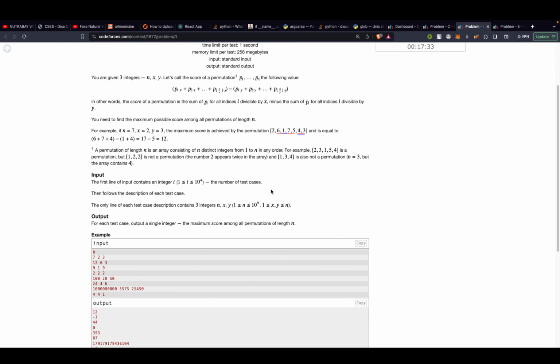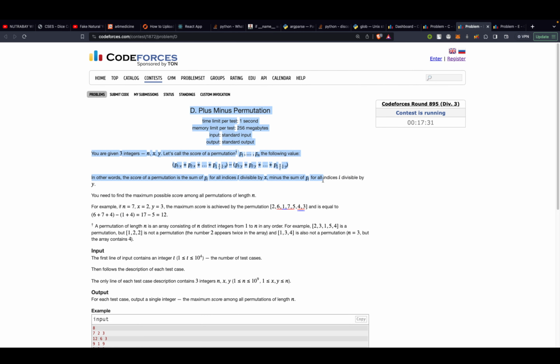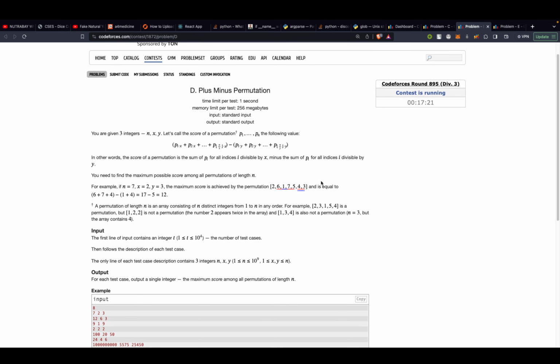I don't know why it's the D problem. I think it's kind of easy, more logical, to be honest. The problem simply states that there's a permutation that you can make, and you have two numbers x and y. Now whatever permutation you write, whatever numbers are at the places which are divisible by x.